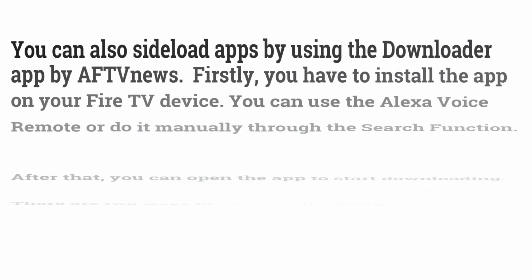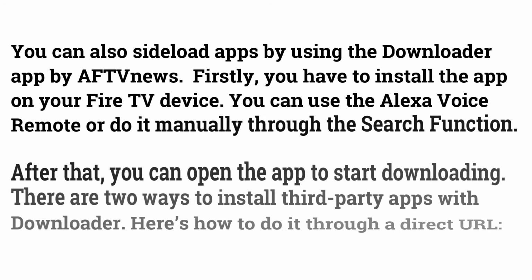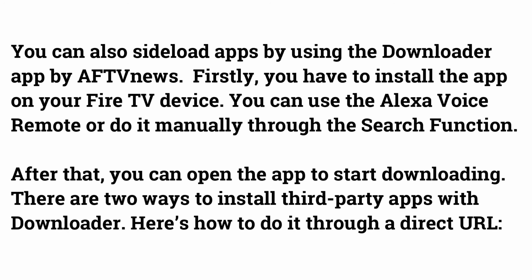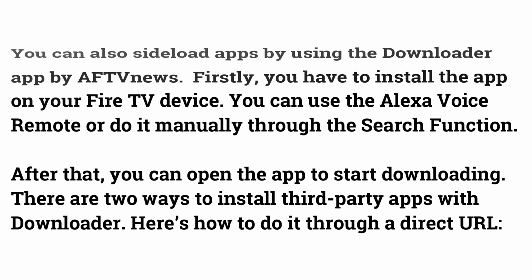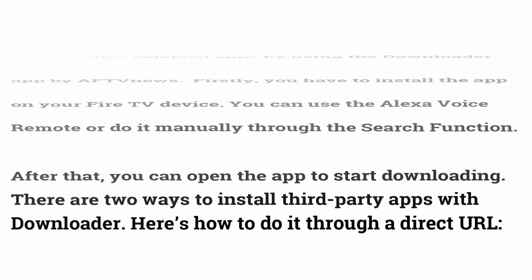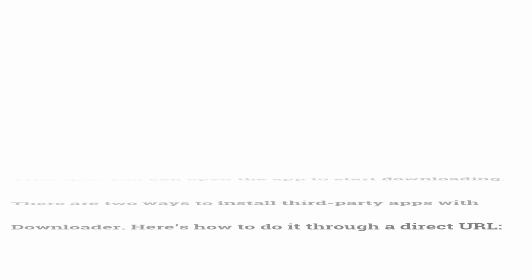You can also sideload apps by using the Downloader app by AFTV News. Firstly, you have to install the app on your Fire TV device. You can use the Alexa voice remote or do it manually through the search function. After that, you can open the app to start downloading. There are two ways to install third-party apps with Downloader. Here's how to do it through a direct URL.